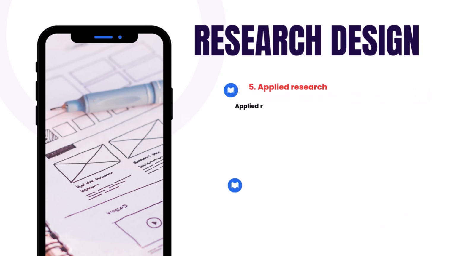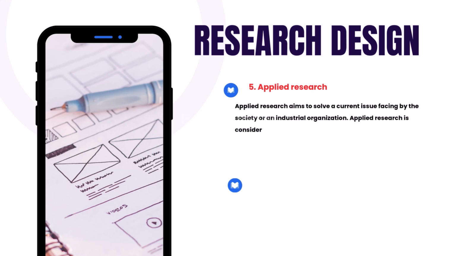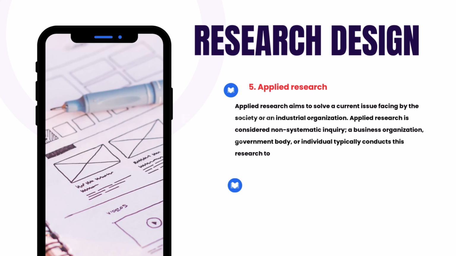5. Applied research. Applied research aims to solve a current issue facing the society or an industrial organization. Applied research is considered non-systematic inquiry. A business organization, government body, or individual typically conducts this research to address a particular issue. Fundamental research formulates theory and generalization, which are considered the primary concerns of this research type. It seeks to discover facts with various applications, supplementing the ideas already known in a specific field or industry.